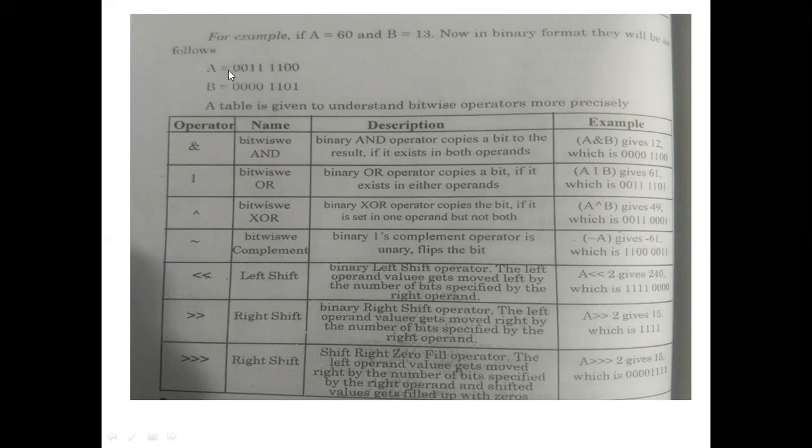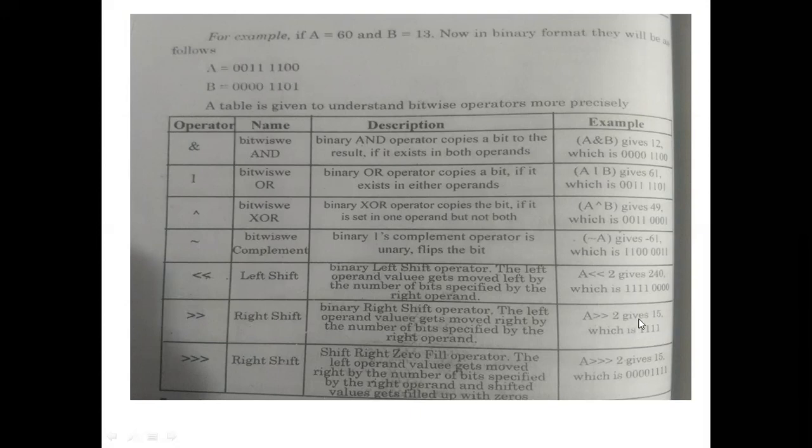Right shift means if I right shift the value of A 2 bits forward, then it will give you this number, where every one moves to the right side. If I convert it into decimal, it gives you 15. So this is left shift: every bit will be shifted to the left by two positions. And in right shift, every bit of A is shifted to the right by two positions.